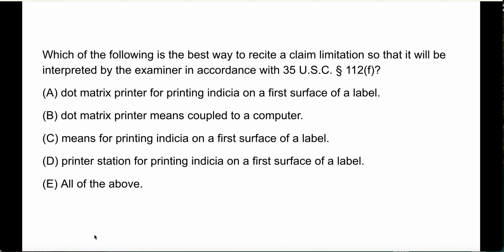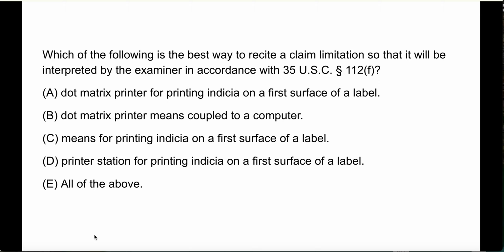Let's go back to the question from the exam. Looking through the answers, which do you think will invoke 112F? I'll give the answer in a minute, but first let's imagine that you are on the exam and everything we've just talked about has flown right out of your mind. Luckily, the patent bar is open book. Let's go through how you could find the answer if you needed to.